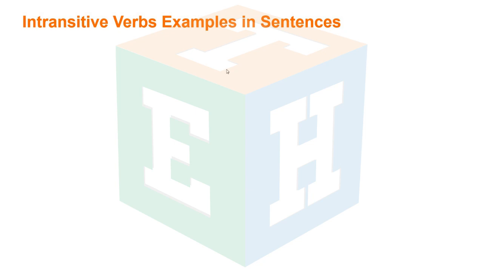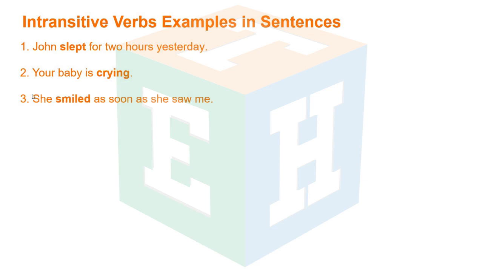Intransitive verbs examples in sentences. Number 1. John slept for 2 hours yesterday. Number 2. Your baby is crying. Number 3. She smiled as soon as she saw me. Number 4. He's coming tonight. Number 5.